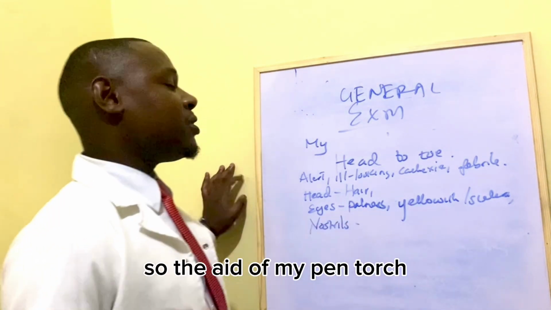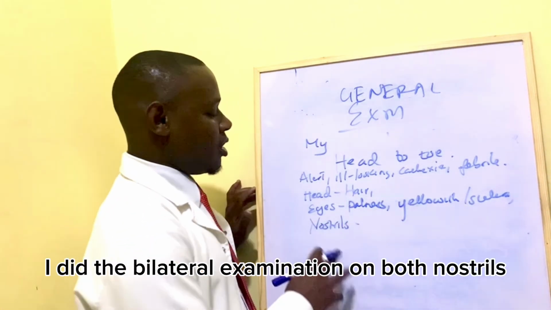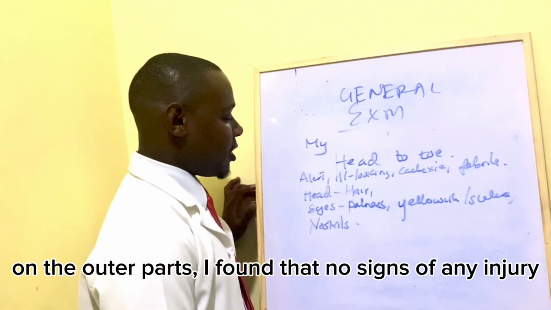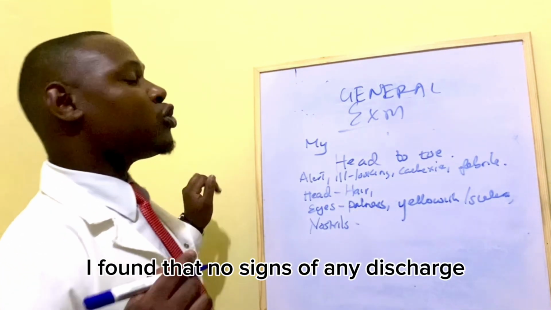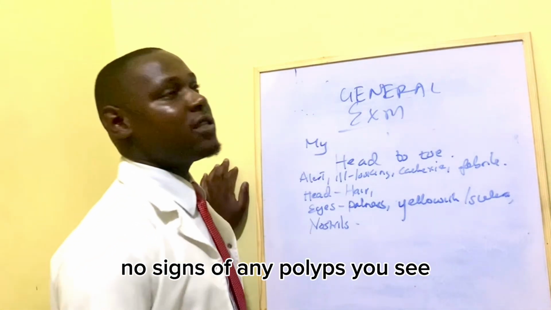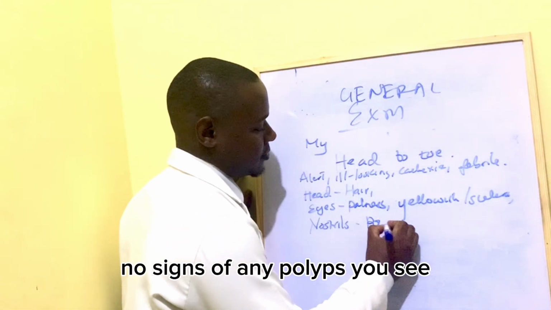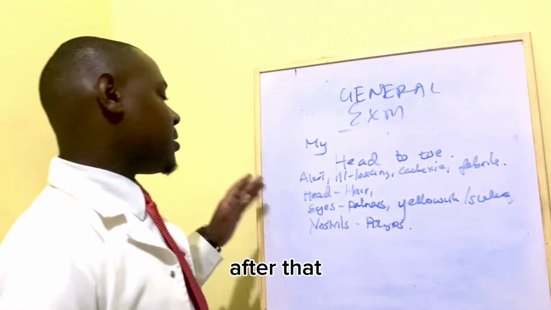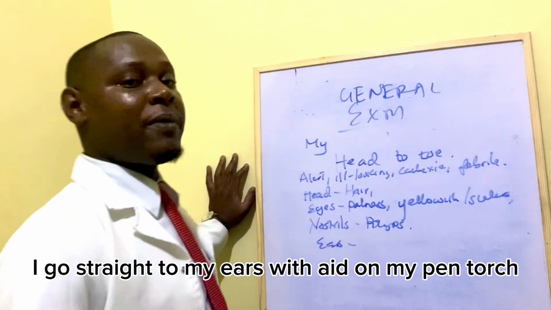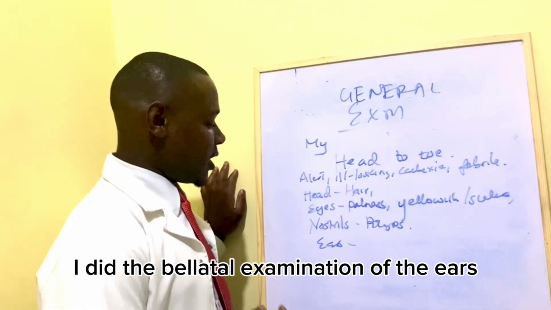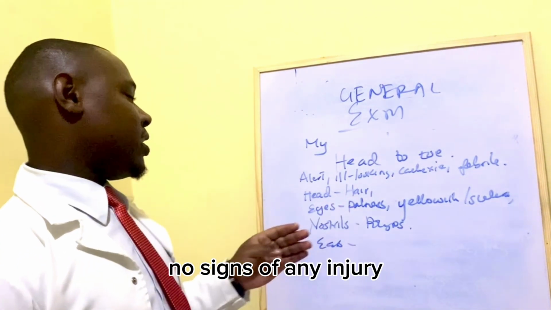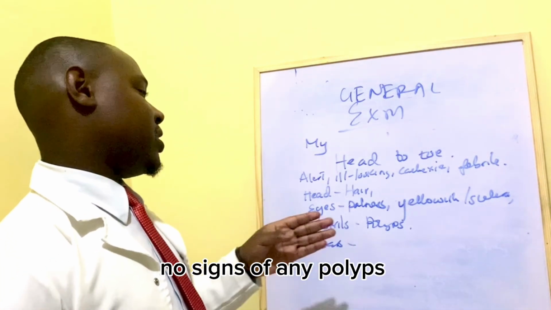And then from the eyes, I go steadily to the nostrils. So with the aid of the pen torch, I did the bilateral examination of both nostrils. On the outer part, I found that there are no signs of any injury. On the inner parts, I found that there are no signs of any discharge, no signs of any foreign body, no signs of any polyps. You see, after that, I go straight to my ears. With the aid of my pen torch, I did the bilateral examination of the ears, and I found there are no signs of any discharge, no signs of any injury, no signs of any polyps.